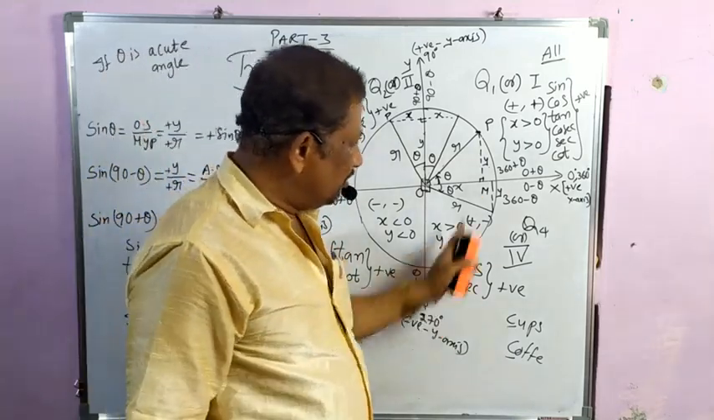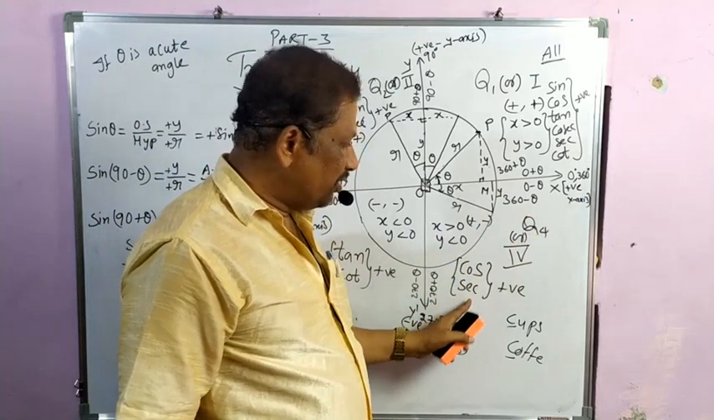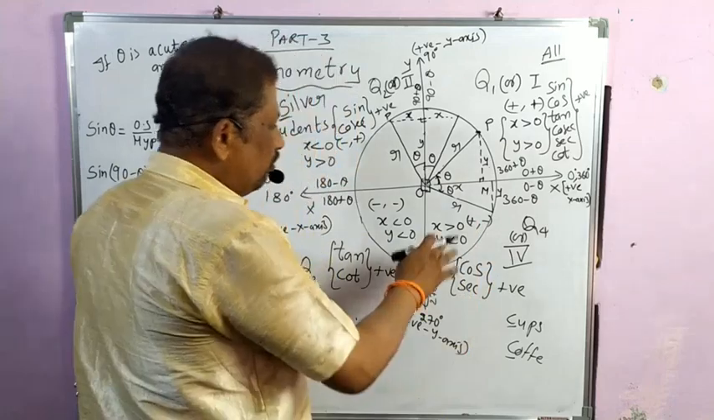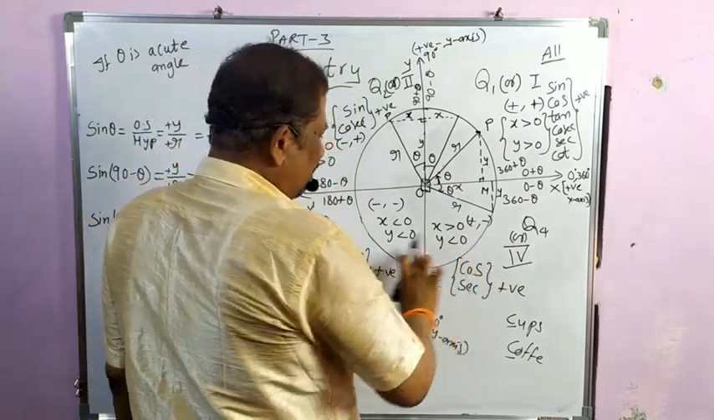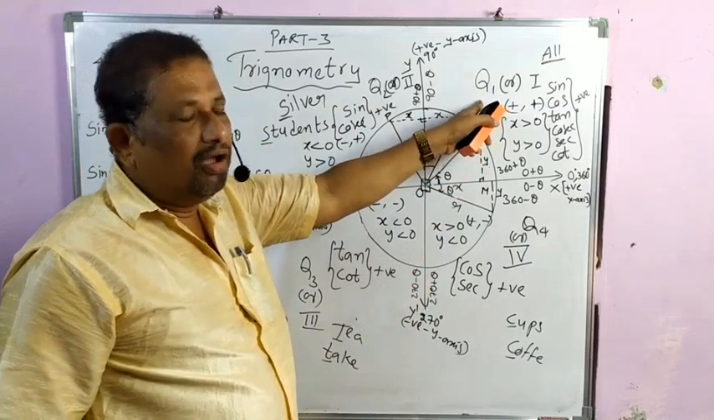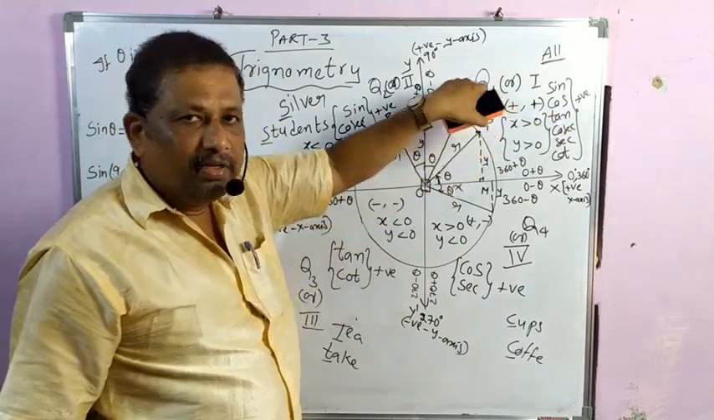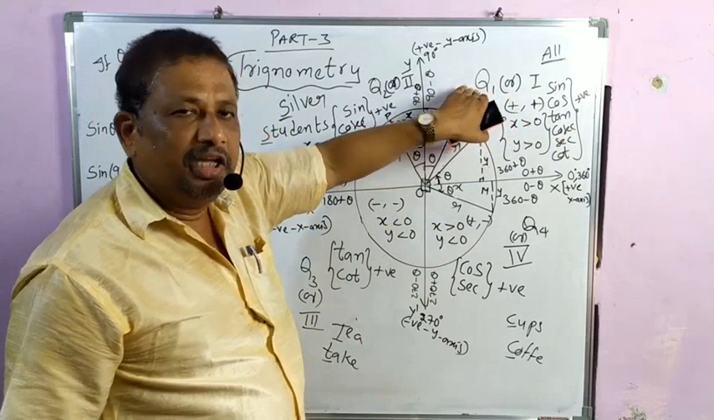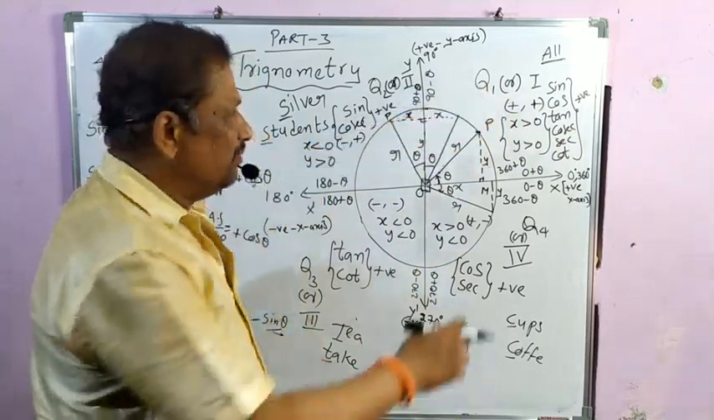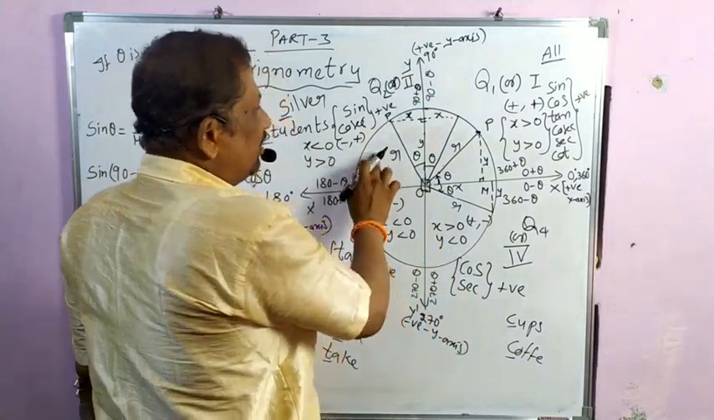This room, the fourth room, Q4, is allotted to cos and secant. Cos's wife is secant. So only these rooms are allotted to those couples. But this is the hall, it belongs to all. All are positive. All can come and sit and read the paper, and they can take a coffee or tea, whatever it may be. But here others are not allowed.